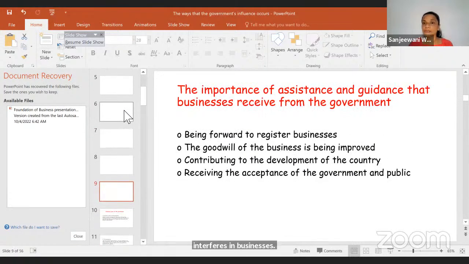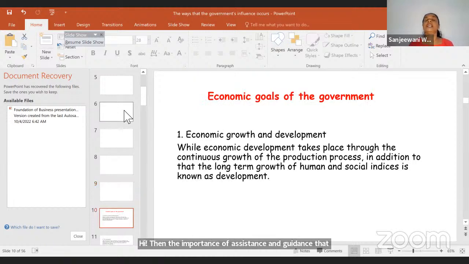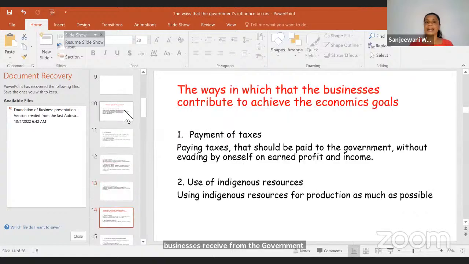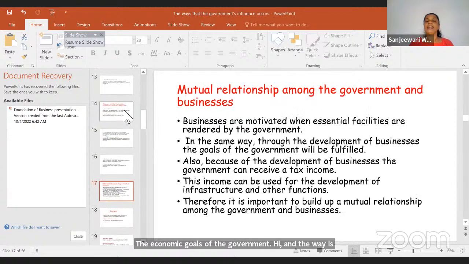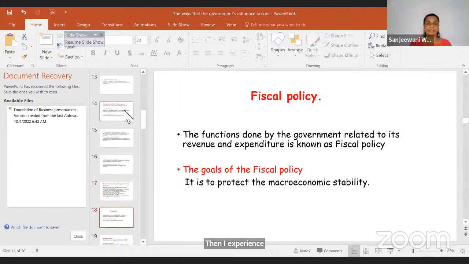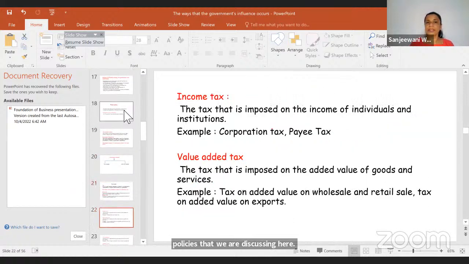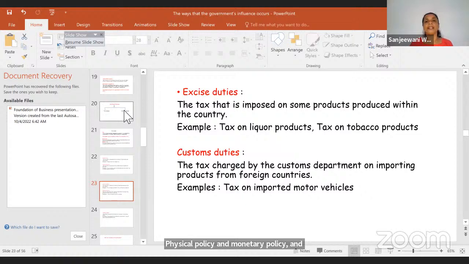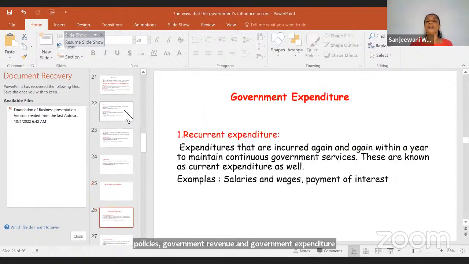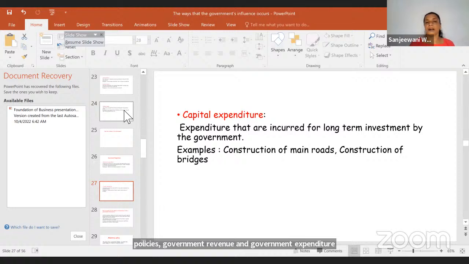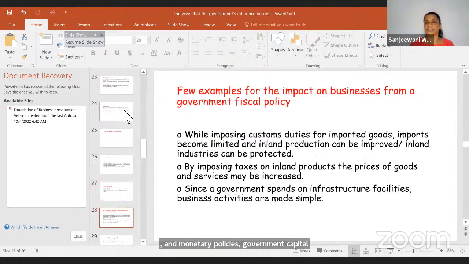Then the importance of assistance and guidance that businesses receive from the government, then the economic goals of the government, right? And the ways that business can contribute to achieve those economic goals. Then I explained the mutual relationship between government and business. Then I told you there are two policies that we are discussing here, fiscal policy and monetary policy. Right? Fiscal policy is government revenue and government expenditure, and monetary policy is government capital expenditure and recurrent expenditure.